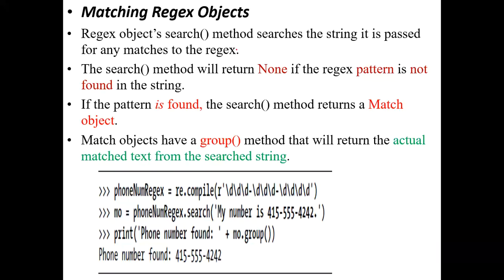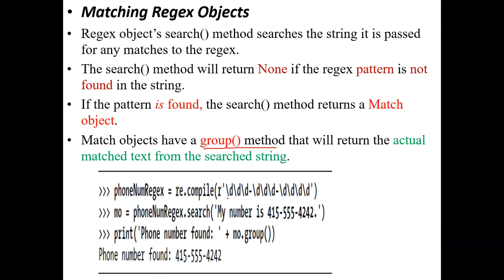Next, matching the regular expression object. This object has a search method that searches the string it is passed for any matches to the regex. The search method will return None if the particular pattern is not found. If the pattern is found, the search method is going to return a match object. A match object has a method called group, which will return the actual matched text from the searched string.